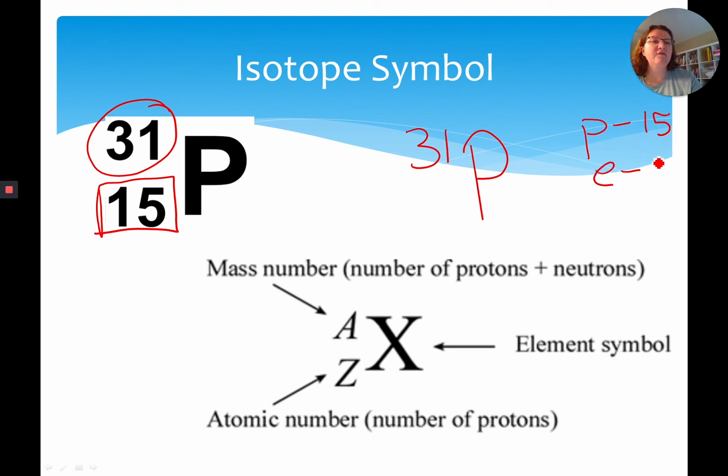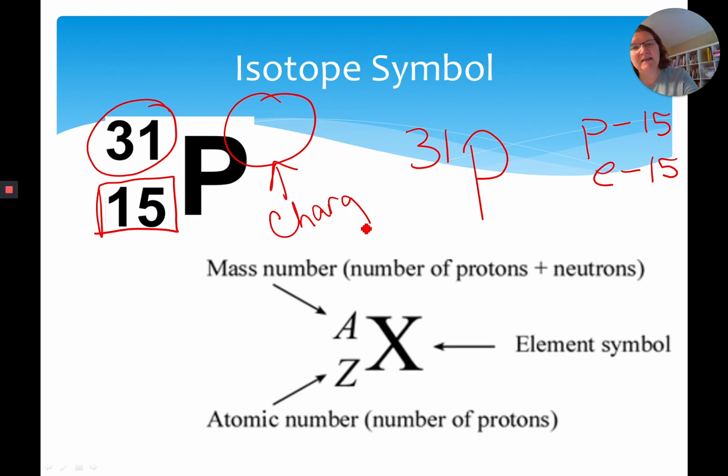We know we have 15 electrons because it is a neutral atom. The reason I know it's neutral is there is no charge. In this box right here, you would write a charge, and we'll get to that later. Okay. And then neutrons, I would take 31 minus 15 and figure out that I have 16 neutrons.